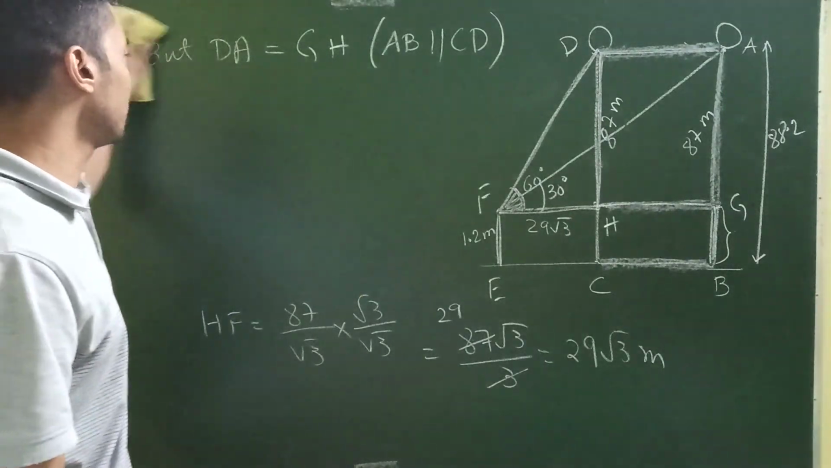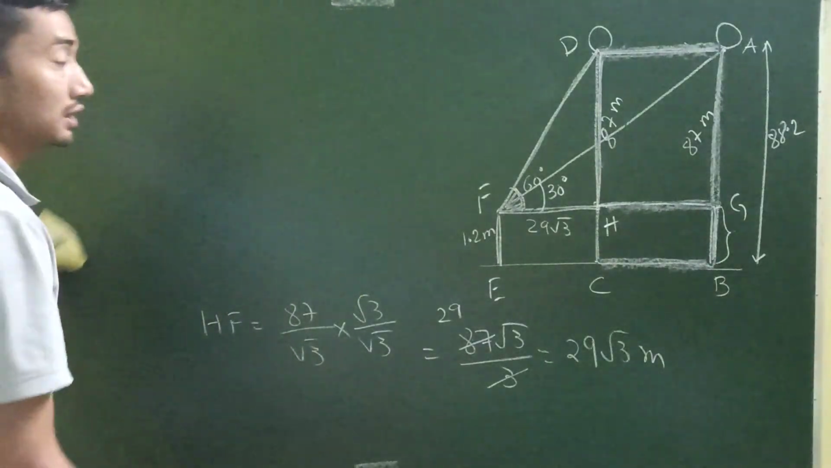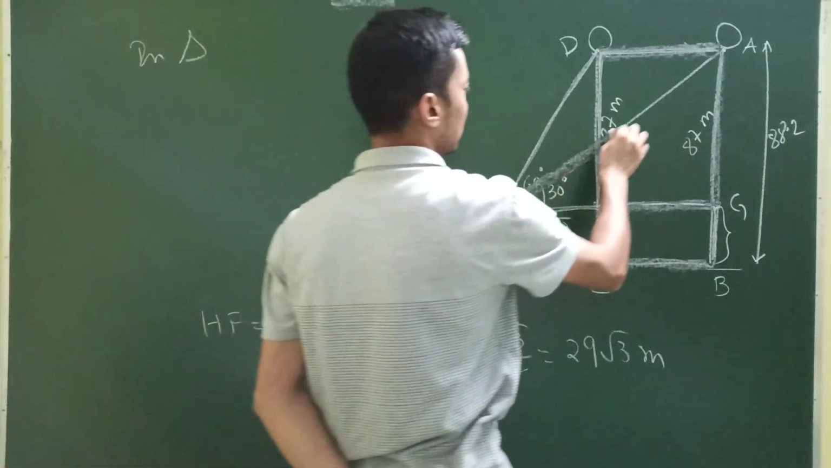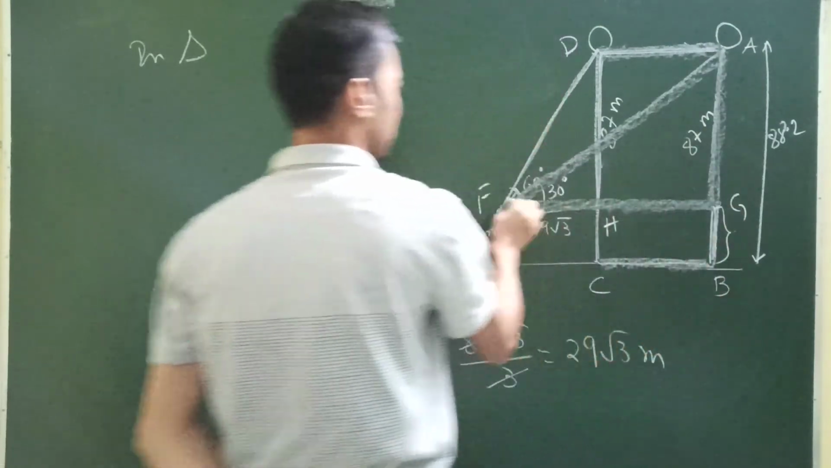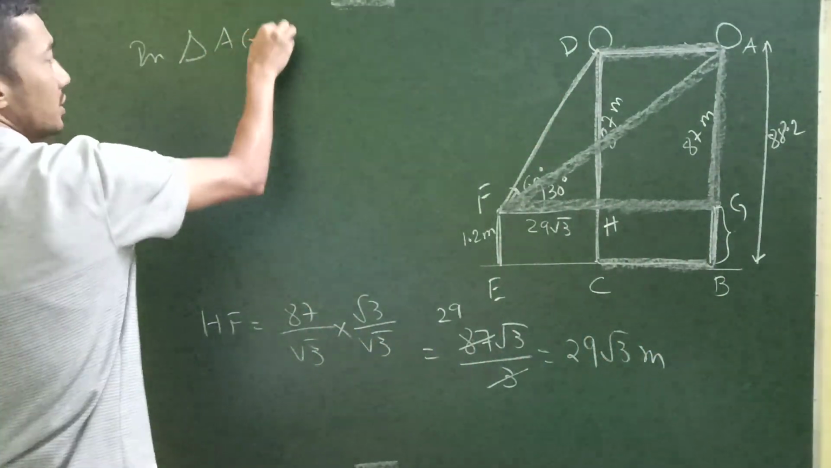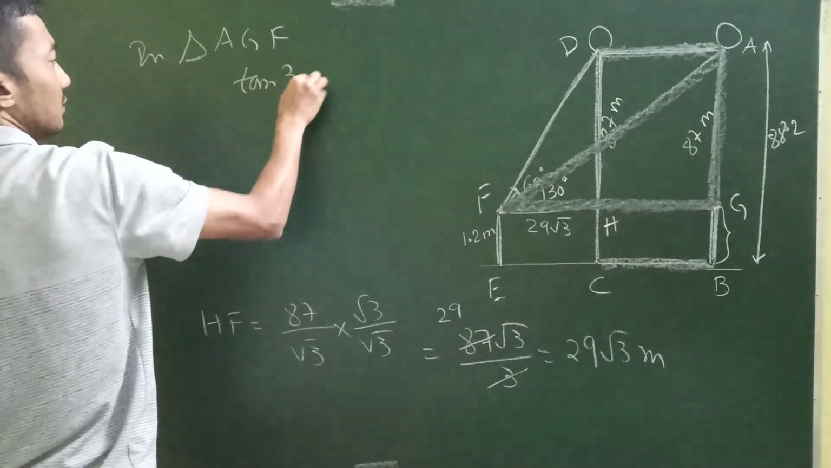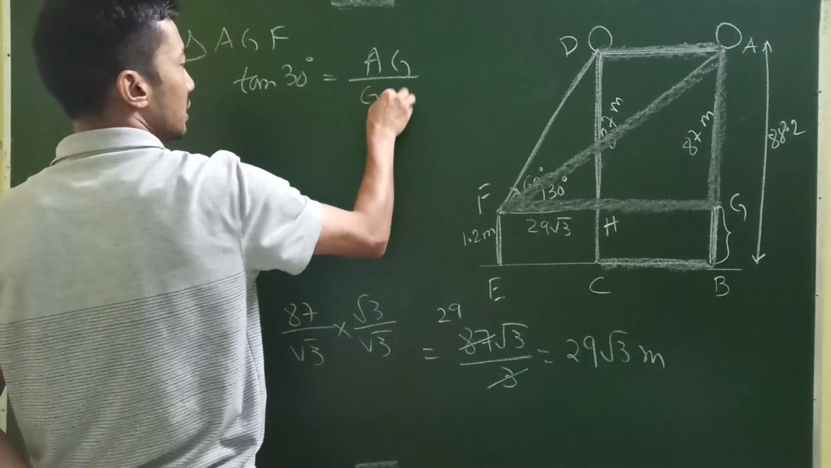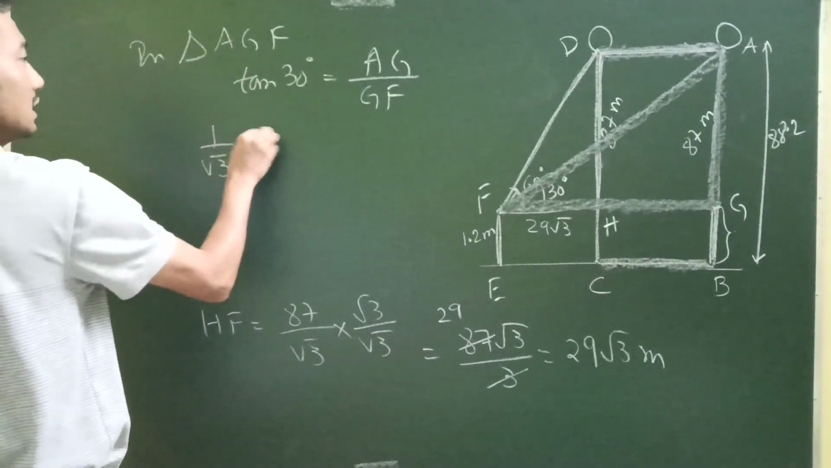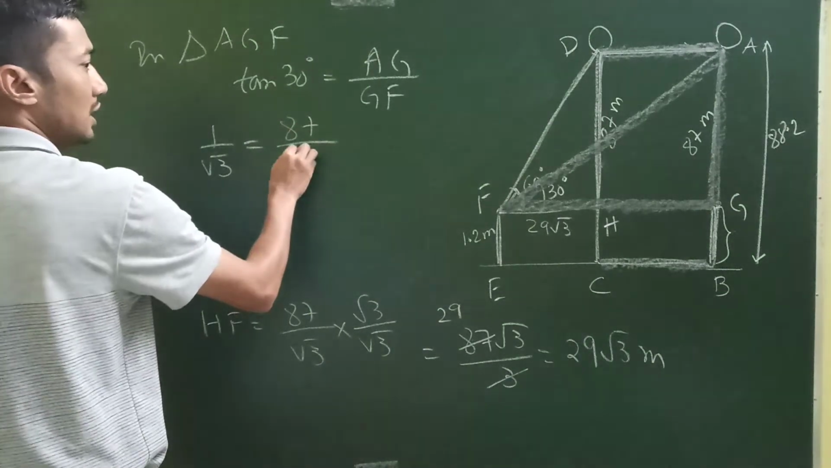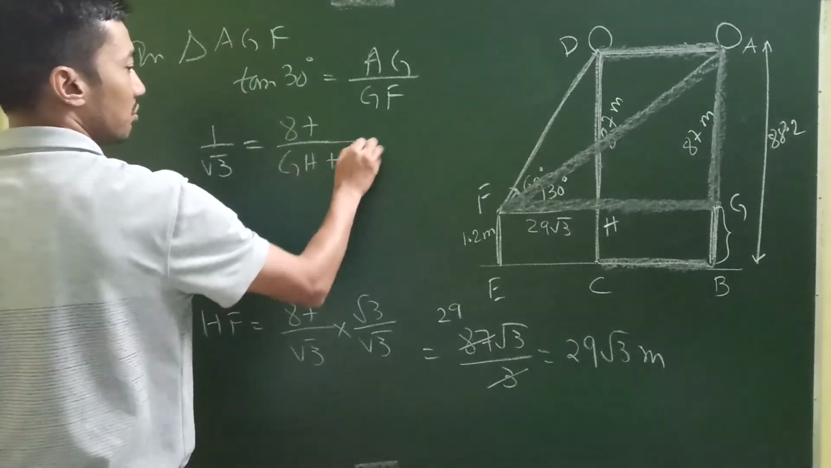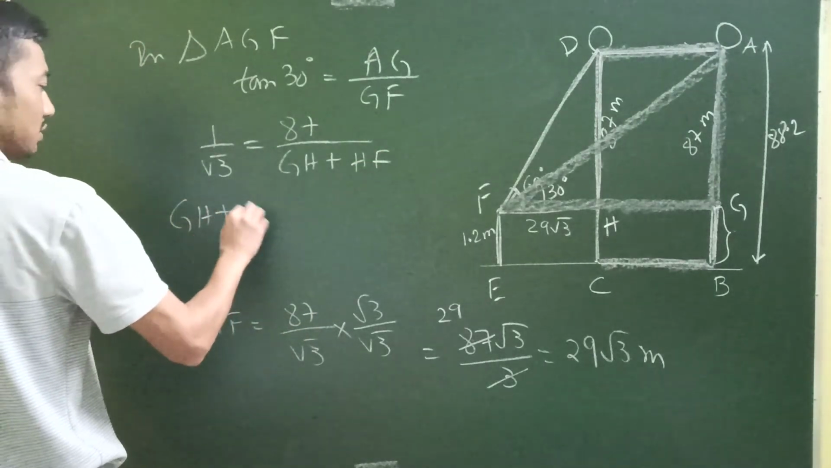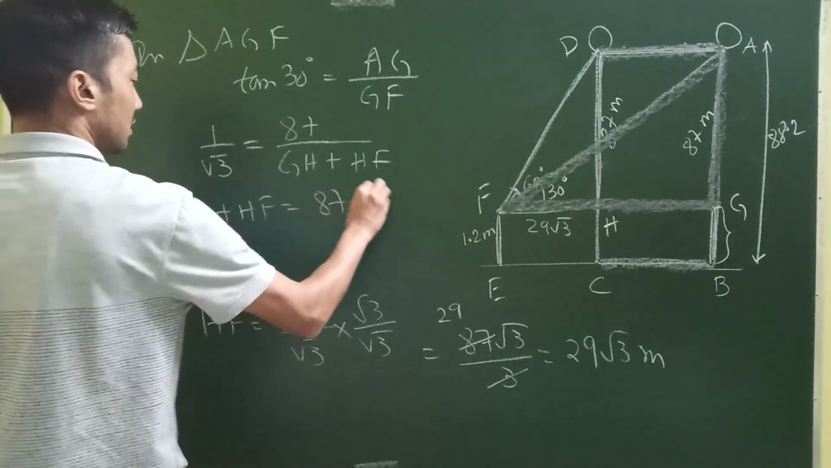As I said, once your diagram is clear, it's all about solving the triangles. Don't think of anything else. In triangle AGF, tan of 30 is equal to AG upon GF. Tan 30 is 1 by root 3. AG, same, 87. GF is GH plus HF. So cross multiplying, GH plus HF will be 87 root 3.